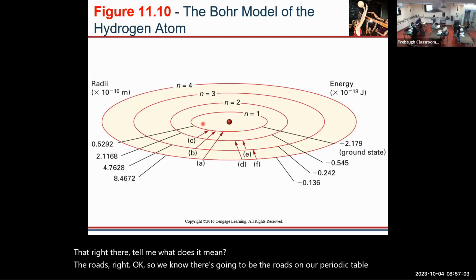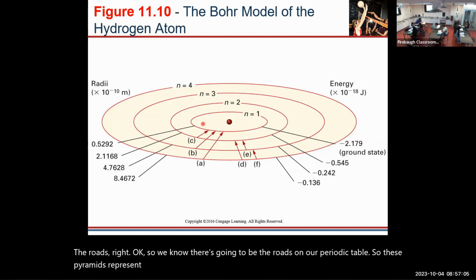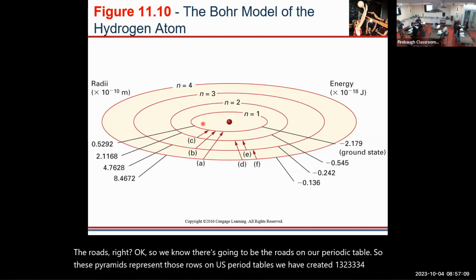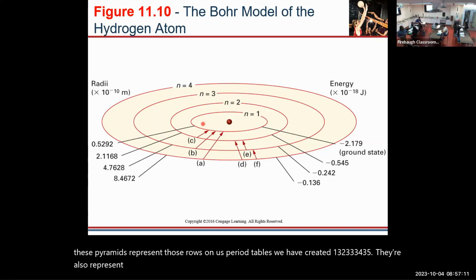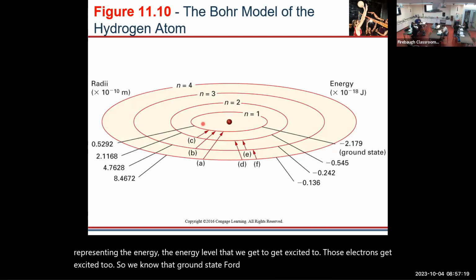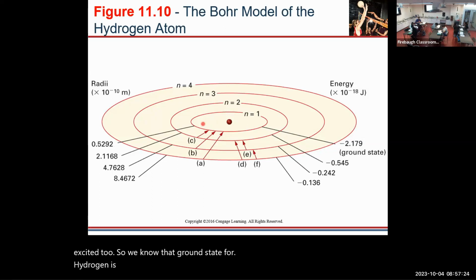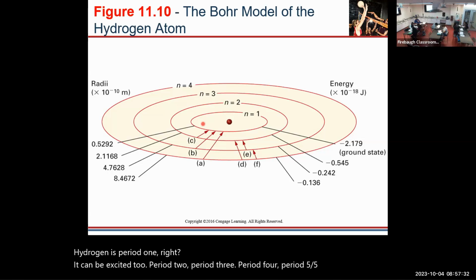So these periods represent those rows on that periodic table. So we have period 1, period 2, period 3, period 4, period 5. They're also representing the energy level that those electrons get excited to. So we know that ground state for hydrogen is period 1, right? It can be excited to period 2, period 3, period 4, period 5 by putting energy into it, right?